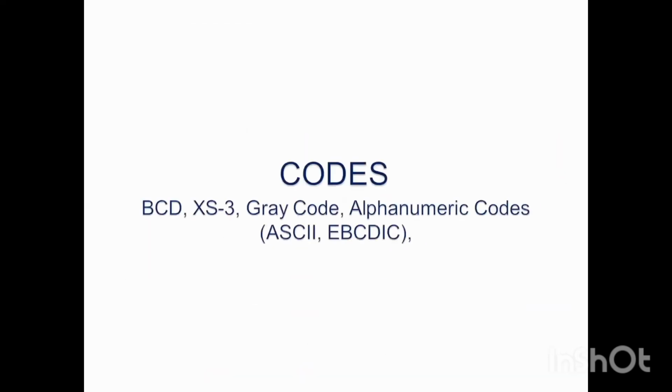Next one is the codes. Till now we have dealt with only numbers. Suppose alphanumeric characters are available to process. The image shows lots of codes available here. We have only discussed the BCD, XS3, Gray code, ASCII, and EBCDIC. So this is described one by one.